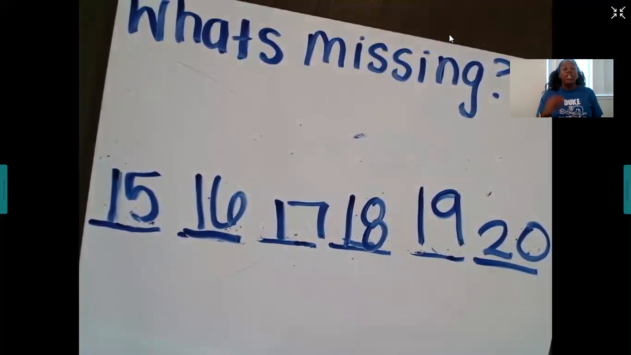Okay, let's try another round of what's missing. Some of my friends are going to know their teen numbers, great. And you're going to be able to quickly find what's missing because you know. But for my friends who are still struggling and you don't know exactly what teen number comes next unless you count, it is okay to go back and count. Even if you have to go all the way back to 1, count through to help you get it. Although I'm hoping most of us can at least start at 10 when we're counting. All right, let's play what's missing.